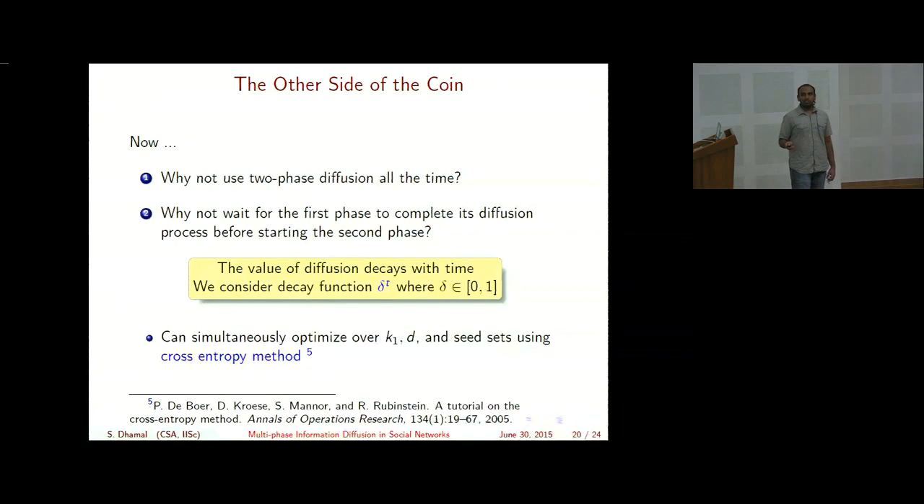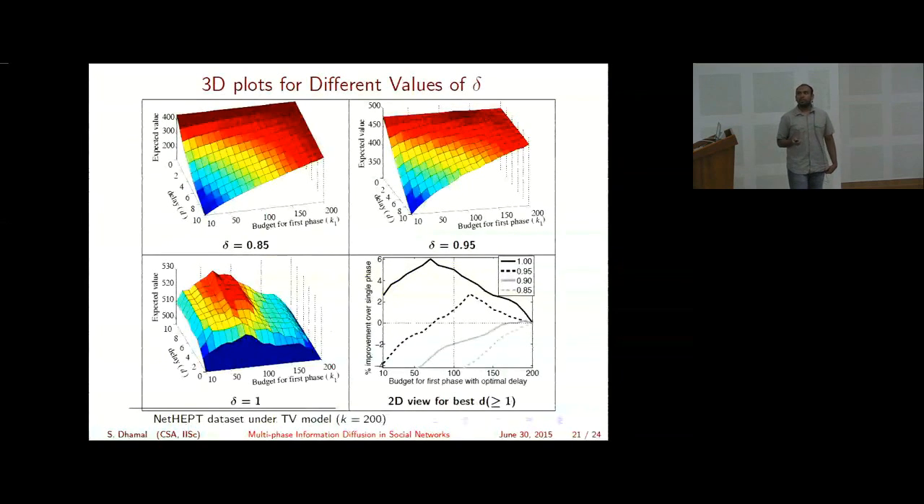We have something called the cross entropy method, which is well known for optimizing an objective function that doesn't necessarily have any particular properties. So we use this method. I urge you to go through it because it can be used for many objective functions, irrespective of what other properties they satisfy. We use it for optimizing over the budget split, the delay, and also the selection of the seed sets. These are the plots for different values of delta.